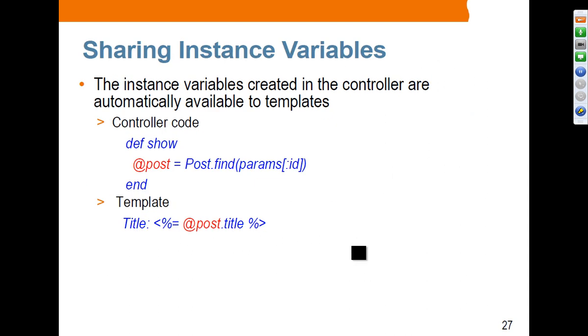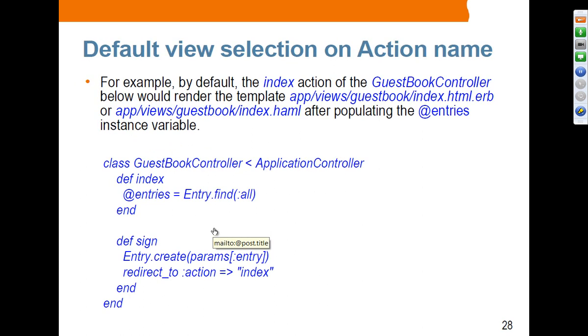All right, sharing instance variables. Again, this is something that we talked about several times already. So in the controller code, this is a show action. The show action has an instance variable called @post, right? And that @post should be available to the template. So in the template you can just use that object like this. Again, we have seen this example many times.